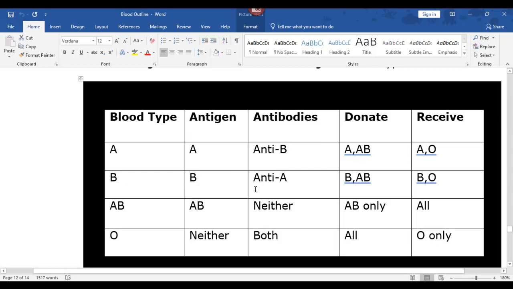B has a B antigen and anti-A antibodies. Who can they donate to? B and AB. Who can they receive from? B and O. You always can receive from the same blood type. And AB, like I said, they're called universal recipients. This is donate to, receive from. AB, they have both antigens, no antibodies. Who can they donate to? Their own blood type. And I'd mentioned this in the lab, it does matter with the pluses and the minuses. Who can they receive from? All. O have neither antigens, both antibodies, called universal donors, can only receive from O.